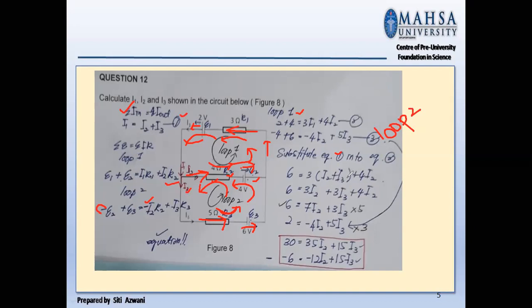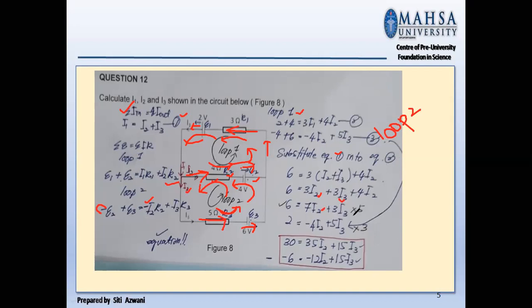Why do you need to substitute the value of I1 equal to I2 plus I3 into equation 2? So that you have only two unknowns. Now if you refer back to the loop equations, you have I1, I2, and I3, which is difficult for you to solve. So substitute equation 1 into the equation so that you have only two unknowns, I2 and I3, here and here.